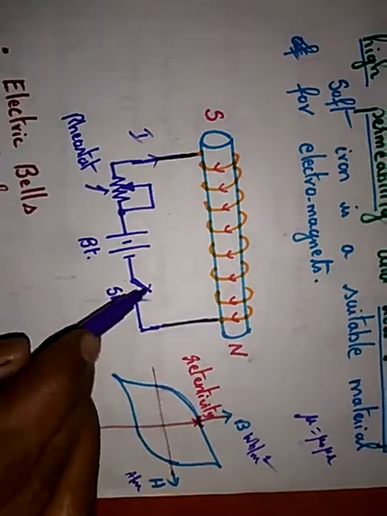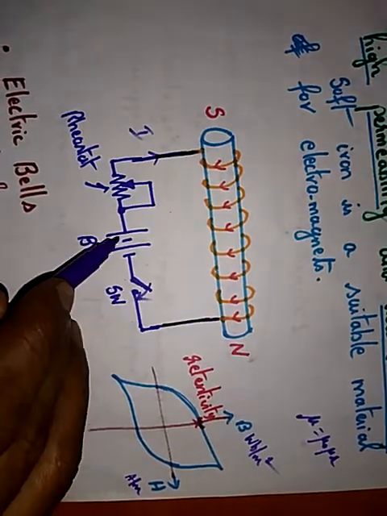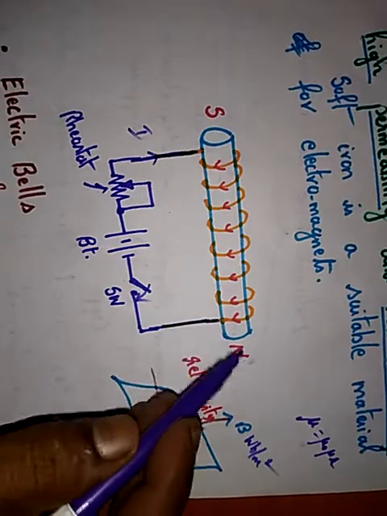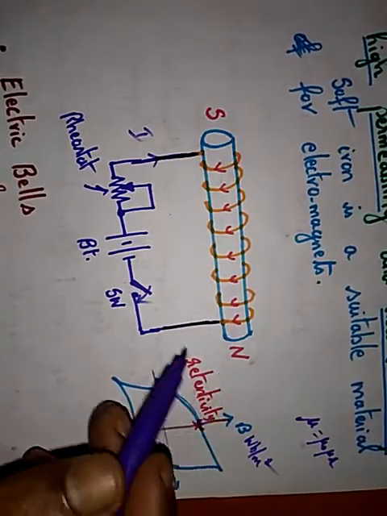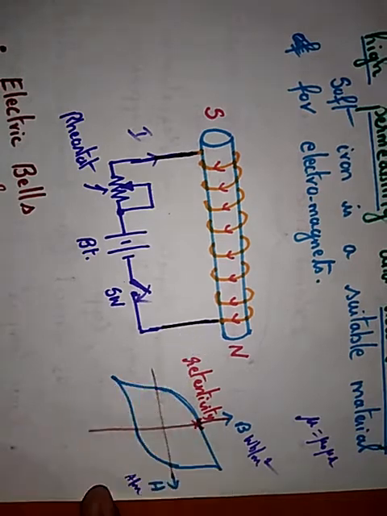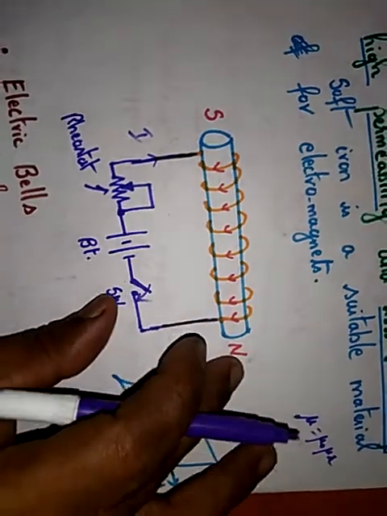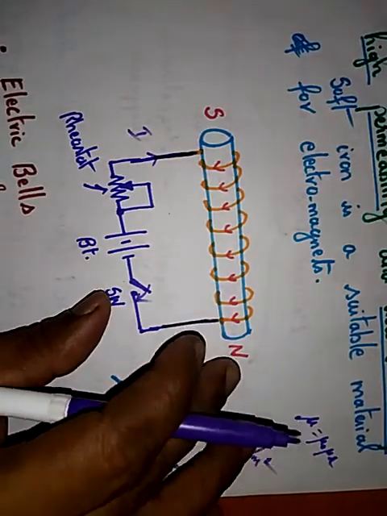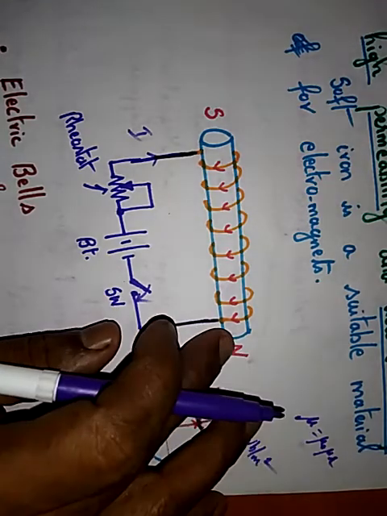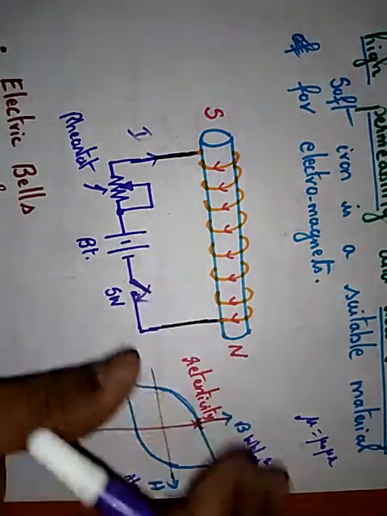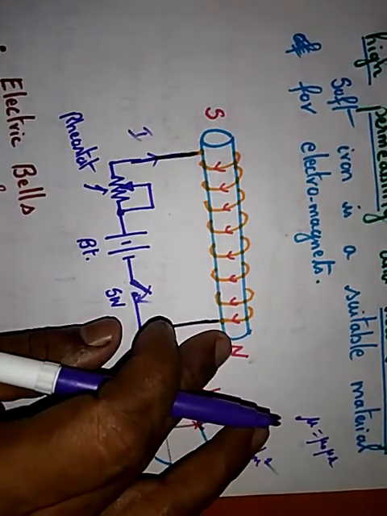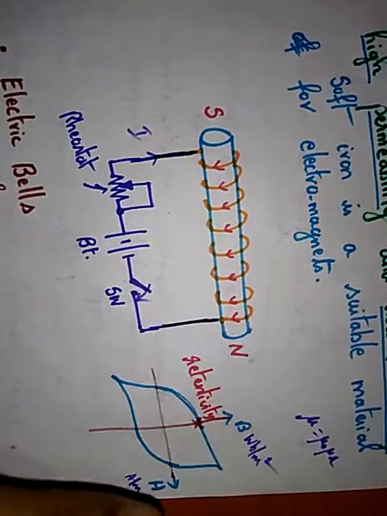Once the switch is closed, current flows through the coil and it acts as a magnet, and if there is no current, it loses its magnetic properties. This is the main principle of an electromagnet. The electromagnet works only when there is a current. If not, it does not retain any magnetic property.